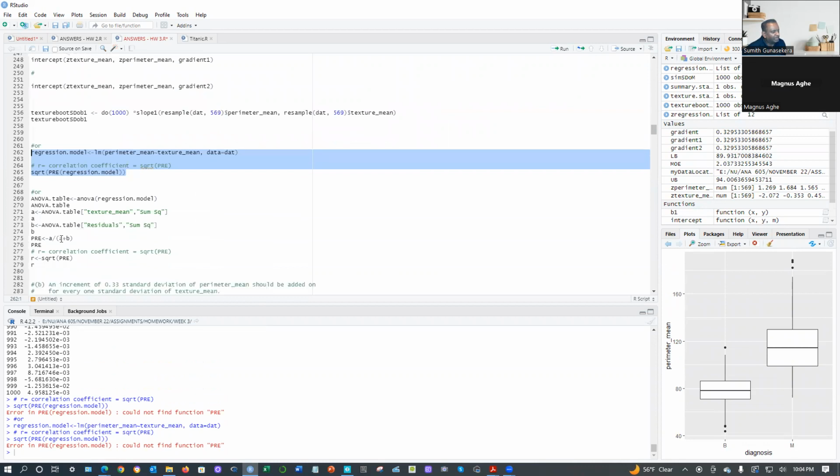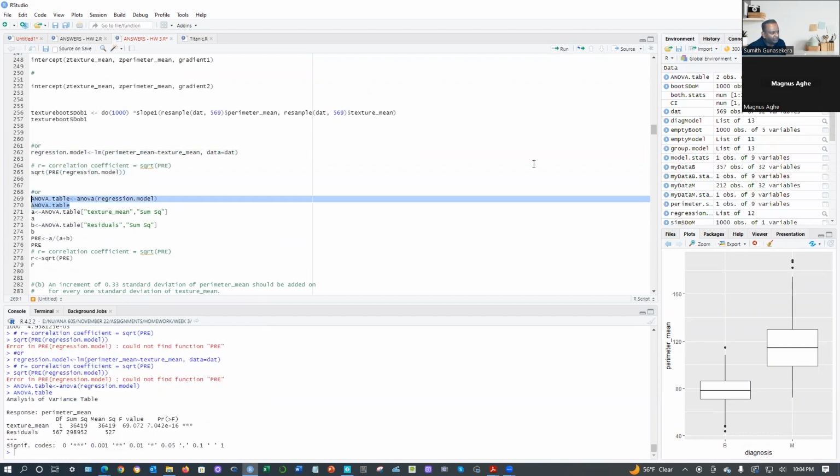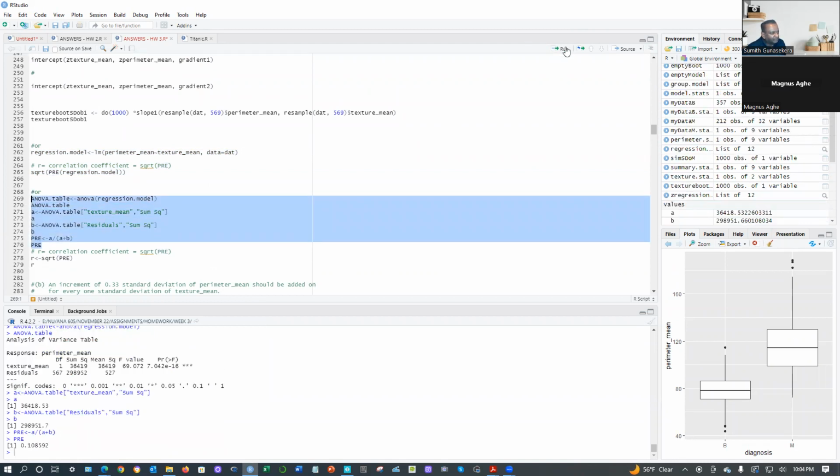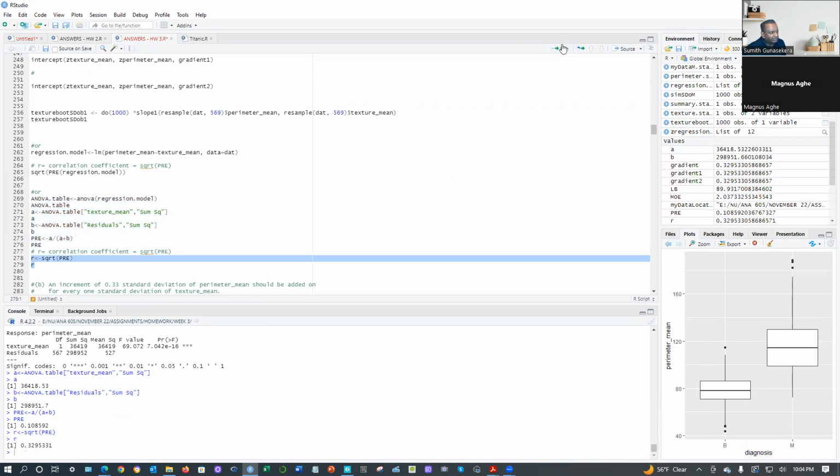Go to the ANOVA table. See, the ANOVA table of regression model. From that one, you can get the texture mean sum of squares, and from that one, you can get the residual sum of squares. Then this value divided by the total, and then get the pre. That's another way to get that one. Find the square root on that, that's the same thing, the correlation coefficient.